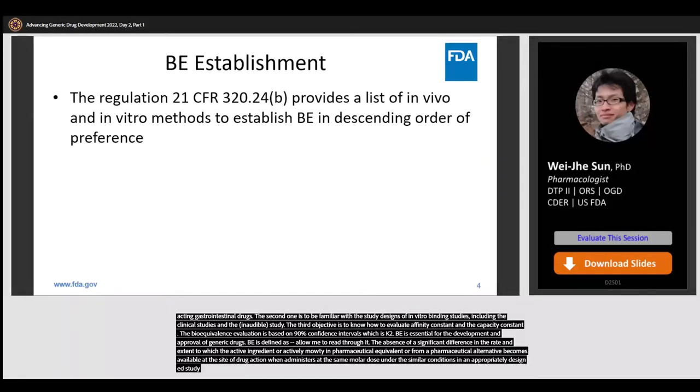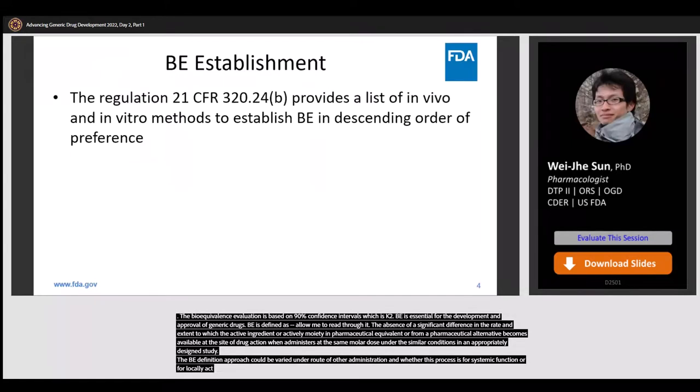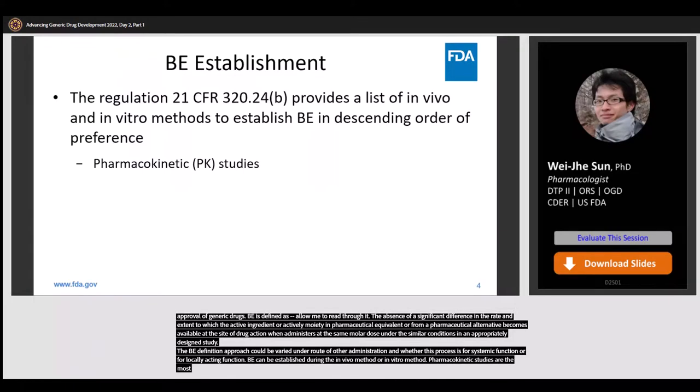The BE determination approach could be varied based on the route of administration and whether these products are for systemic function or for locally acting function. BE can be established using in vivo methods or in vitro methods. Pharmacokinetic studies are the most commonly used approach to determine the BE. It measures the rate and extent of drug absorbed into systemic circulation. The rate and the extent of drug absorption is determined by Cmax and AUC respectively.